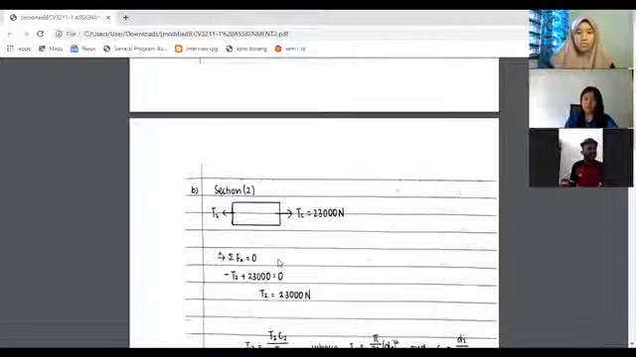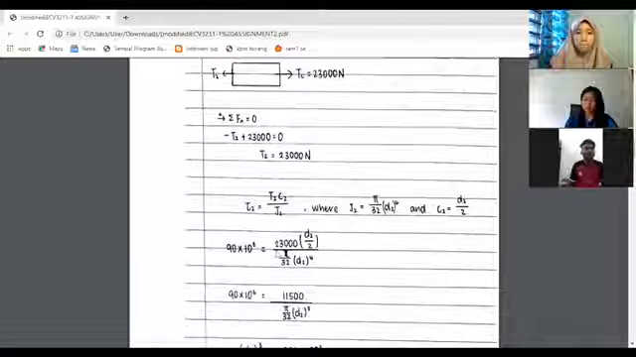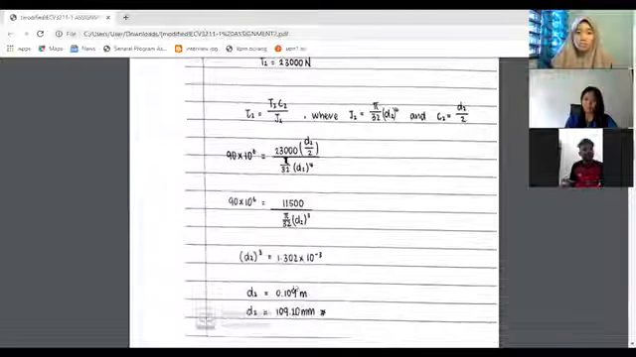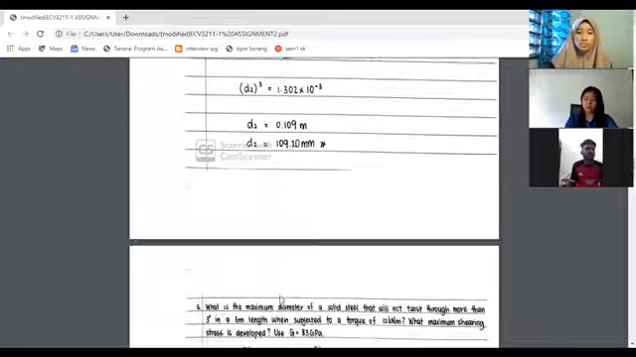For the second part, it is just the same. We already found the torque. We have already got the polar moment of inertia formula and the radius formula. We substitute the same thing, but the only difference is the allowable shear stress. So we can also find the diameter, which is 109.20 millimeter.